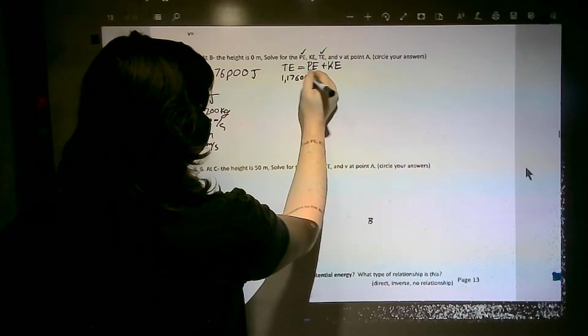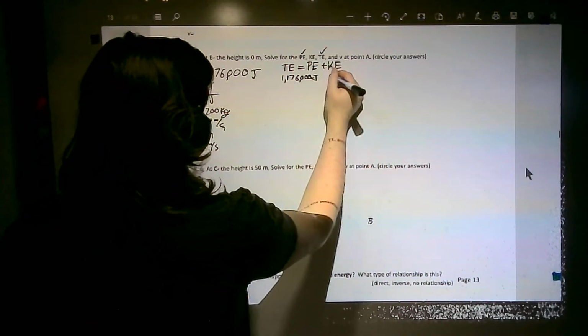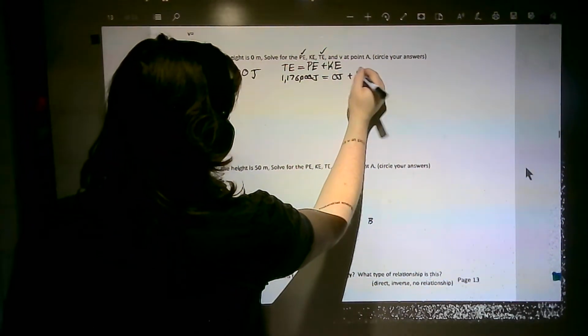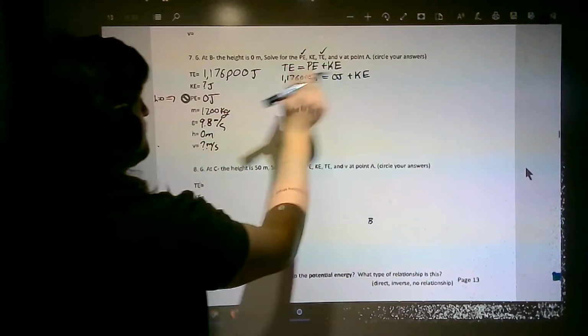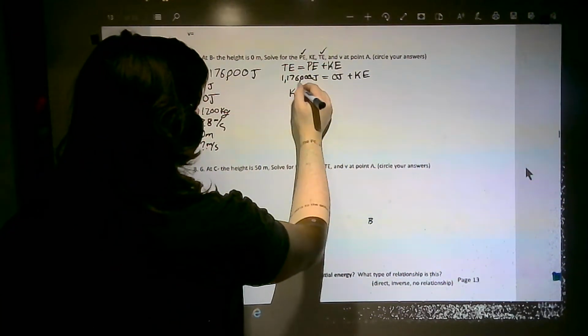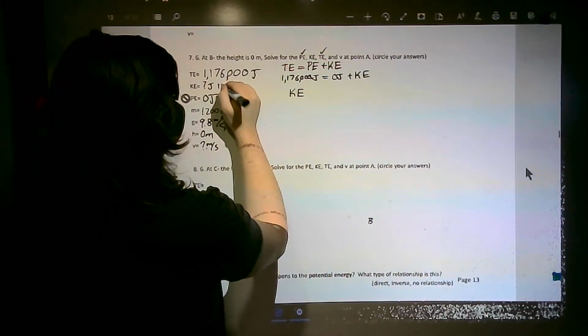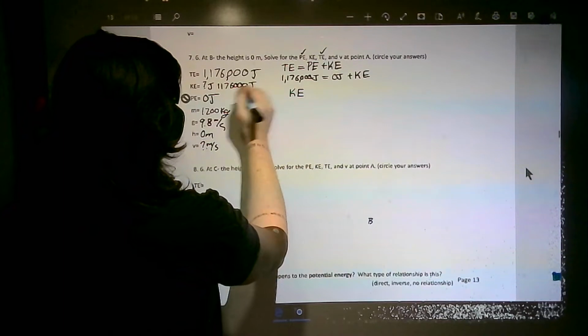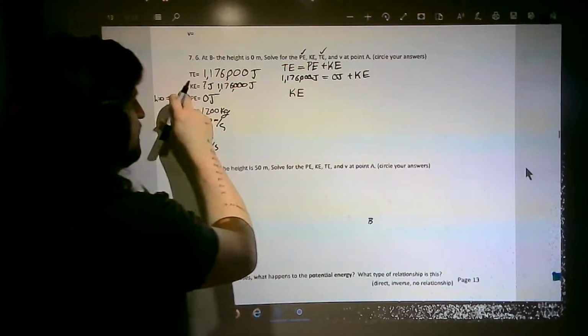1,176,000 joules of total energy is equal to 0 joules of potential plus all kinetic. So that means that all my energy is kinetic energy right now. If I want to find my velocity, I can write in my kinetic energy now, because I technically found it.